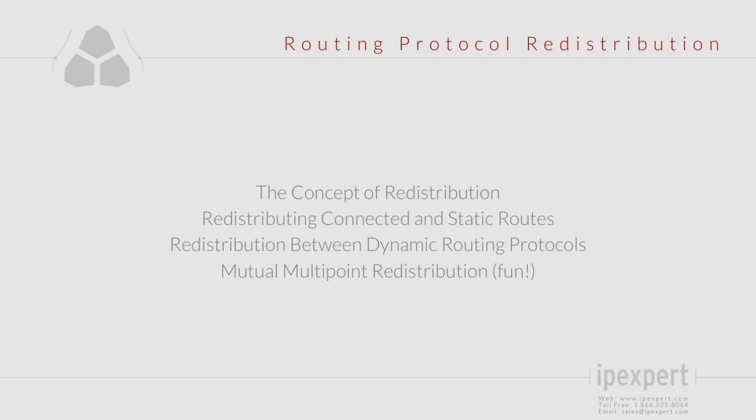That is when we are going to be redistributing between different routing protocols at different locations, and we are going to end up having all sorts of loops in our network. But we are going to try to avoid them.